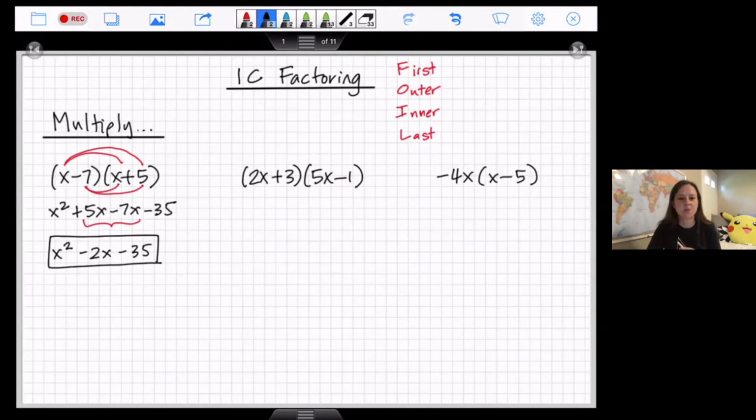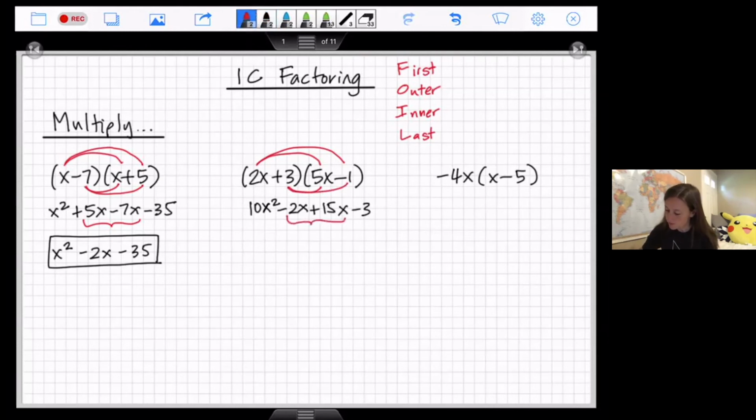All right, so let's do the second one in the middle here. I'm going to do my first terms and get 10x squared. My outer terms, minus 2x. My inner terms give me plus 15x. And my last terms give me minus 3. All right, and again, we always end up combining the OI of our FOIL. So I get 10x squared, plus 13x, minus 3. And there we have it.